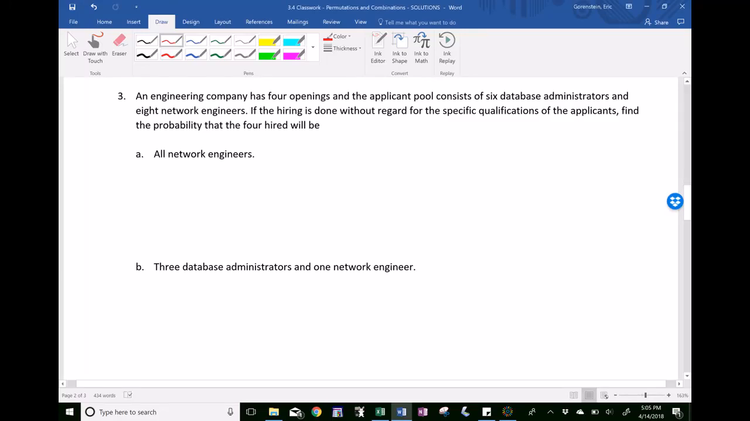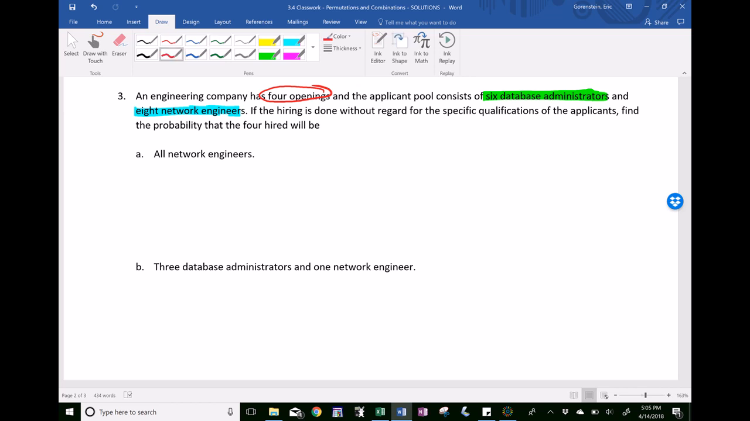Okay, number 3, this seems similar to the first problem on the worksheet. Let's see, we have an engineering company that has 4 openings. Okay, so we're choosing a total of 4 people. And the applicant pool consists of 6 database administrators. Let's make those green. And 8 network engineers. Let's make those blue. Okay, what's the probability that all 4 are network engineers?